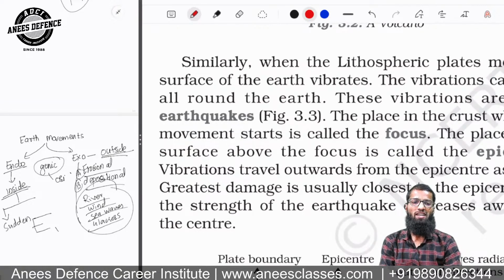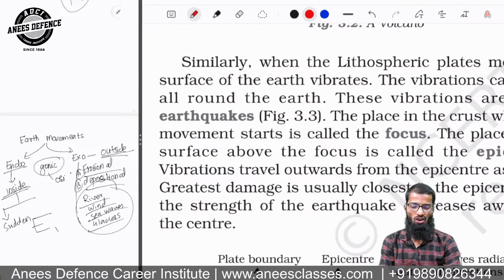When the lithospheric plates move, the surface of the earth vibrates. These vibrations can travel all around the earth. We will study the body waves and surface waves, further classified as S waves and P waves, and the destruction caused by the surface waves because of the nature of their propagation. We will be studying that in class 11th NCERT. So these vibrations are called earthquakes.